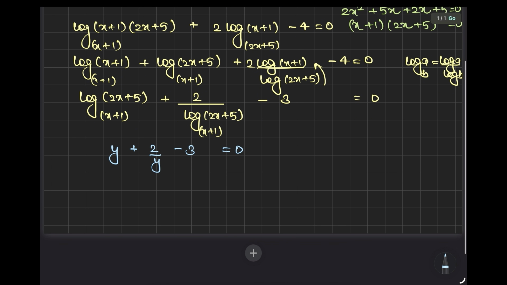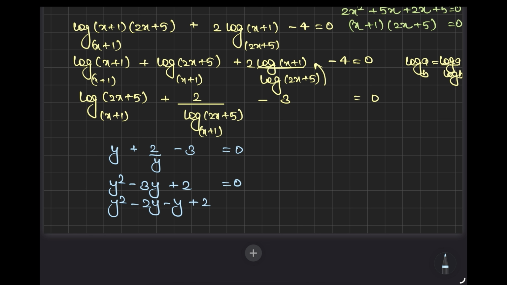Now we will do the factorization part. So it is y square minus 3y plus 2. So it is y square minus 2y minus y plus 2 equals 0. So it is (y minus 2)(y minus 1). So the value of y is coming out to be what? 1 and 2. But we are interested in finding x, not y.